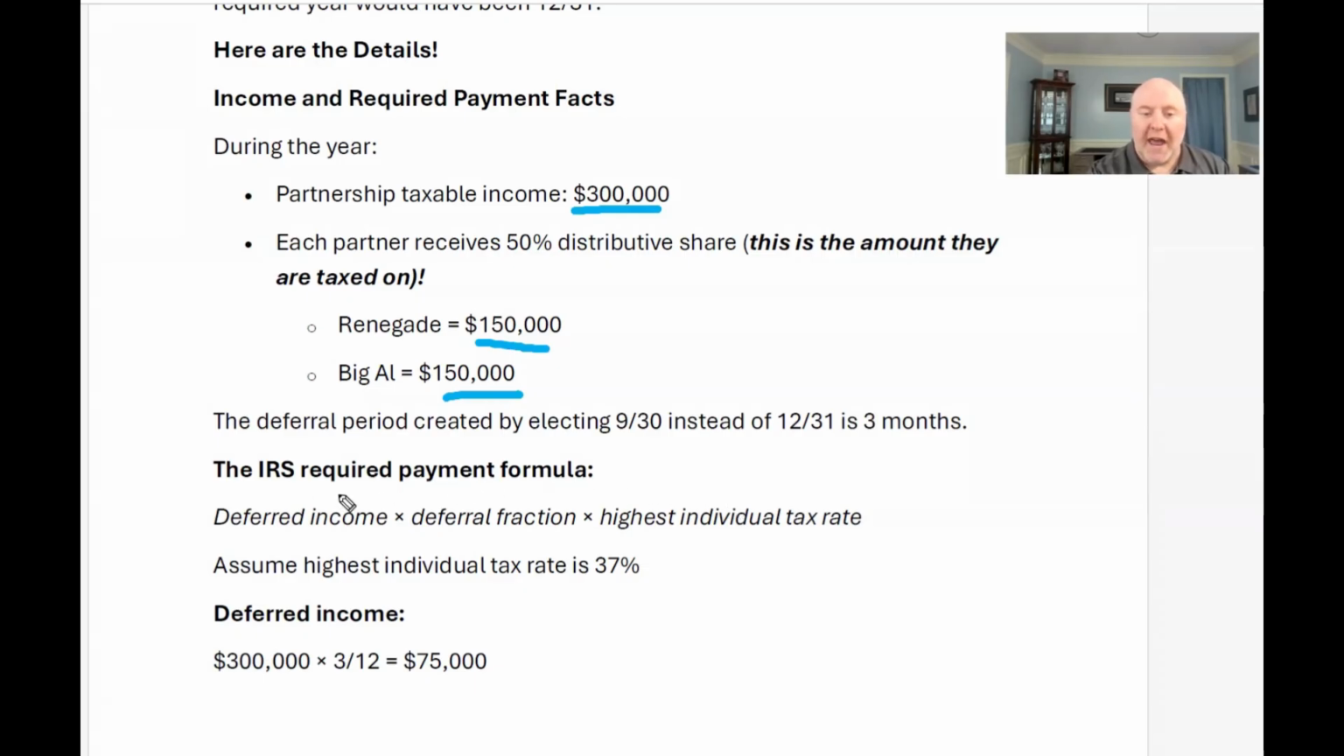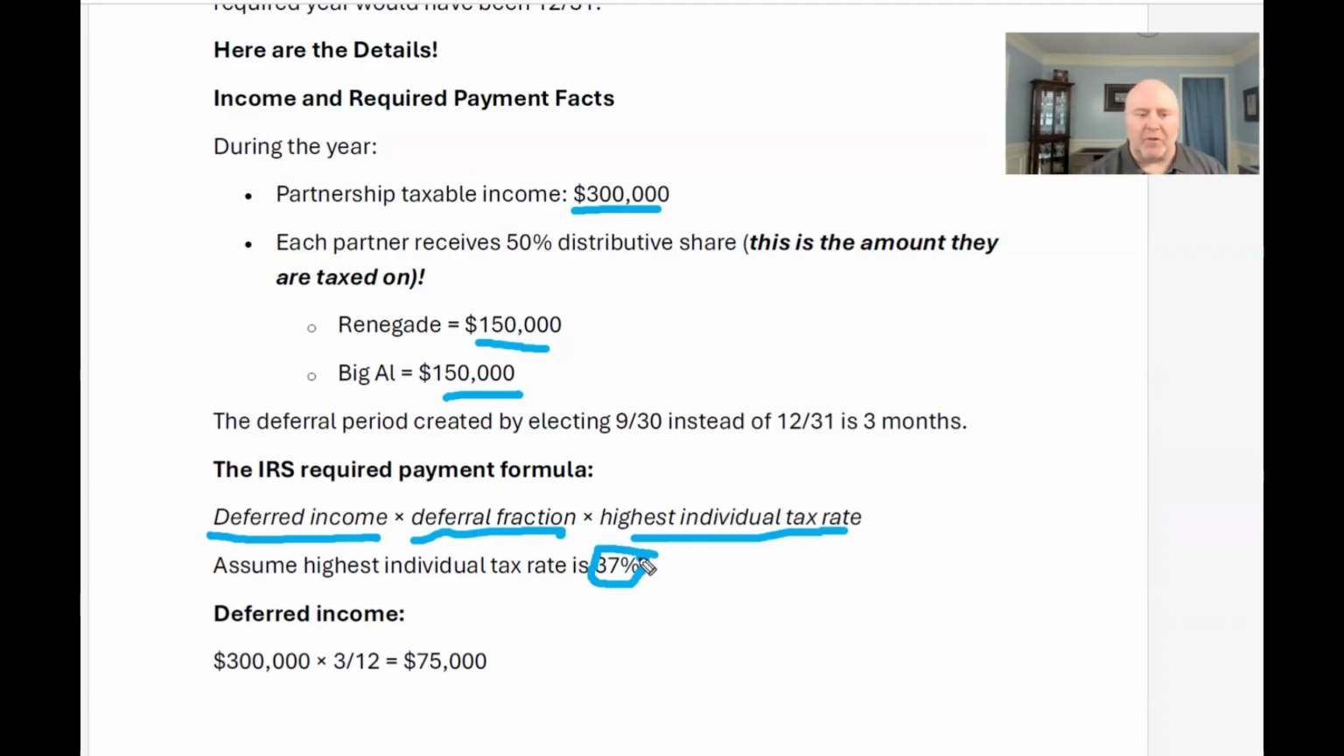Okay. So now that we know how much distributive share is, what we can do is we can now calculate, based on their taxable income, how much their required payment is. So here's how we calculate our required payment. We take the deferred income times the deferral fraction times the highest individual tax rate. So today, our highest individual tax rate is at the 37% bracket. So you're going to be using 37%. Now that can change over time. So if you're watching this and the tax rates have changed and it's no longer 37% as a maximum individual tax bracket, then that could be a different amount. So you follow that amount.